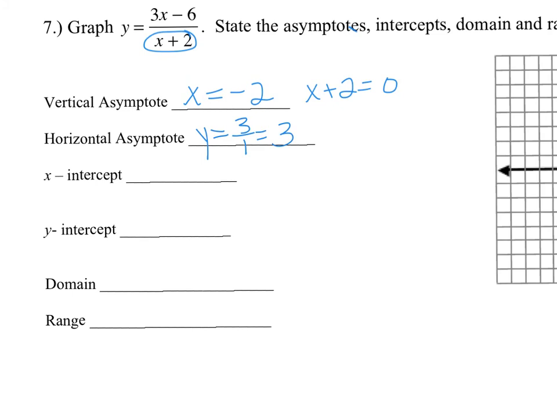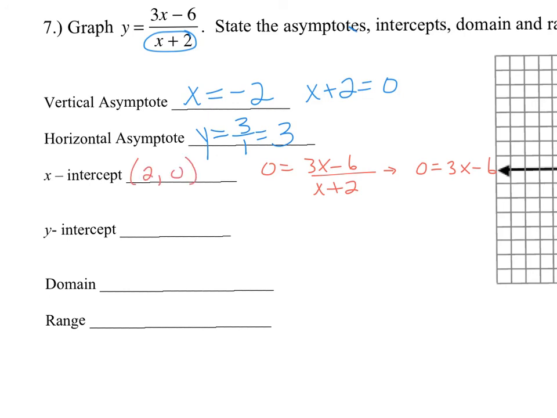Your x-intercept, you make y 0. So we'll have 0 equals (3x minus 6) divided by (x plus 2). We'll cross multiply, and that leaves us just 0 equals 3x minus 6. To solve that equation for x, I would add 6 and divide by 3. So that gives me an x-intercept of 2, 0.